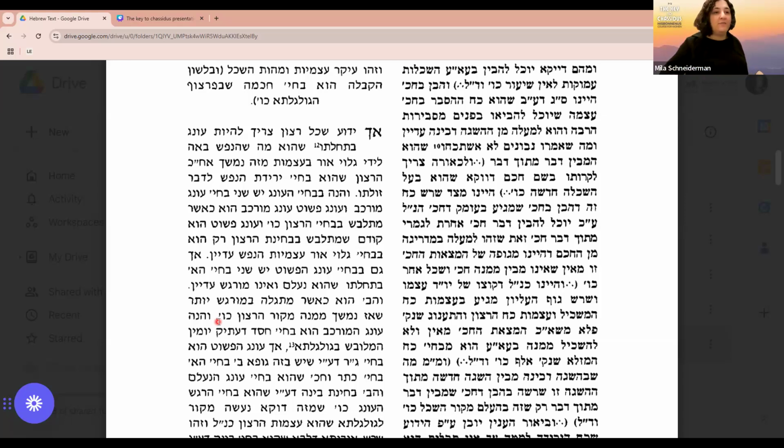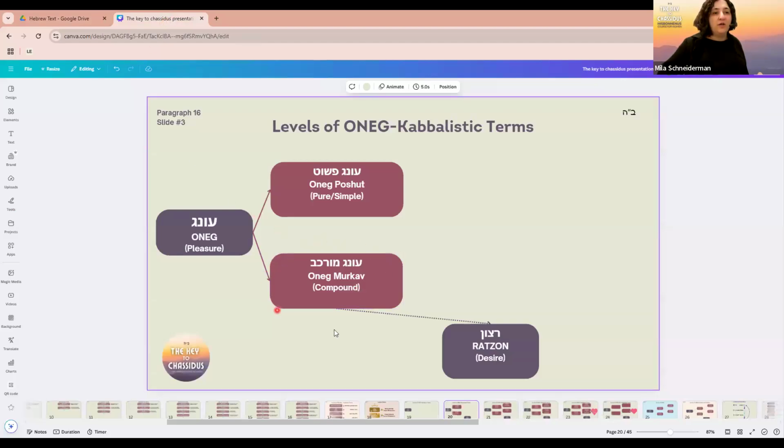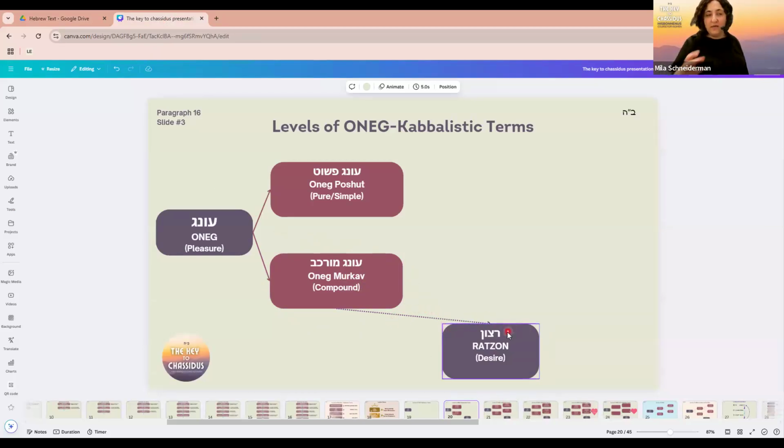Sure. So as you notice here, the compound one, let's just go to the diagram. It will be a little bit easier. We mentioned that this oneg murkav has the ratzon. It's being enclosed in the ratzon, meaning if you open this ratzon, oh, why do you want this? Something other than you. Oh, because there's oneg there. The oneg is always enclosed in the ratzon. Any ratzon you cut, you will always find oneg there.